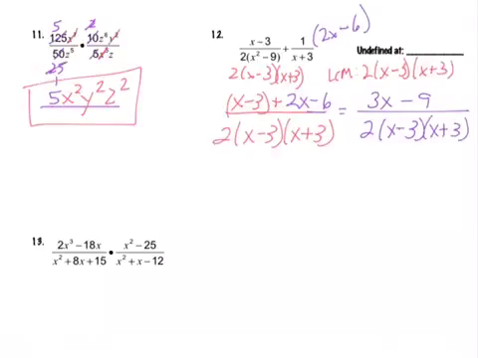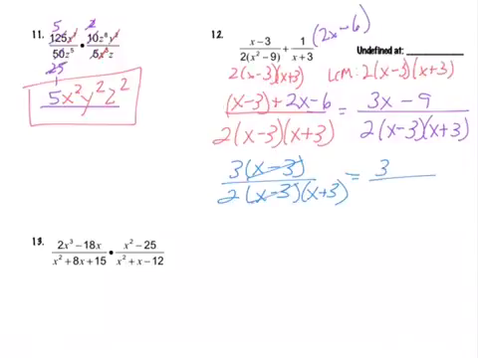My next step here, I'm looking at this and I'm like, oh, I can factor this. So I'm going to take a 3 out, so x minus 3 is on top, and 2 over x minus 3 times x plus 3. And my x minus 3's cancel, so my final answer is 3 over 2 times x plus 3.